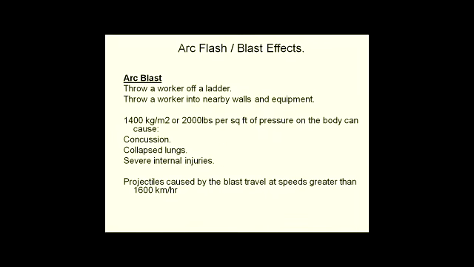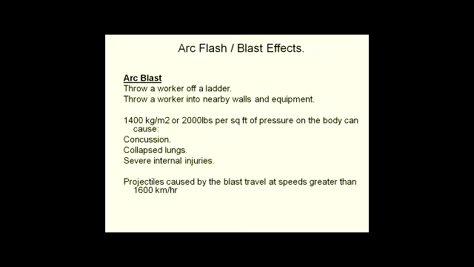Arc flash blast effects. What can the arc flash do? Well, it can throw a worker off the ladder, or throw a worker into nearby walls or equipment. Just from being thrown into a wall, you can experience severe damage. What did I write here? 1,400 kilograms per square meter, or 2,000 pounds per square foot, of pressure on the body can cause a concussion. You can get collapsed lungs. That's not a good thing because we use those for breathing. Now you can get severe internal injuries.